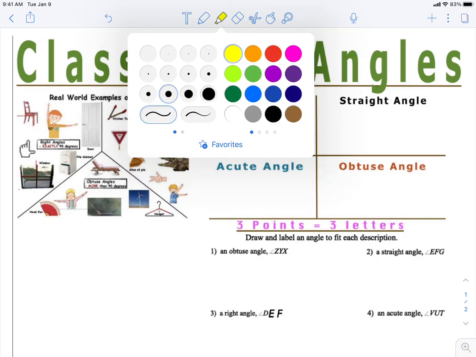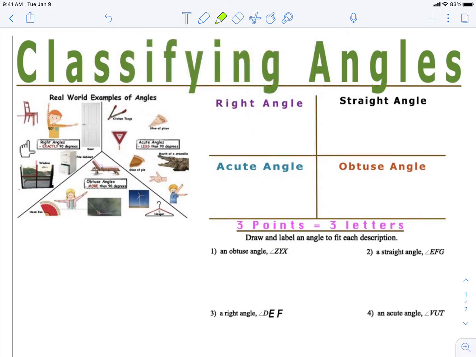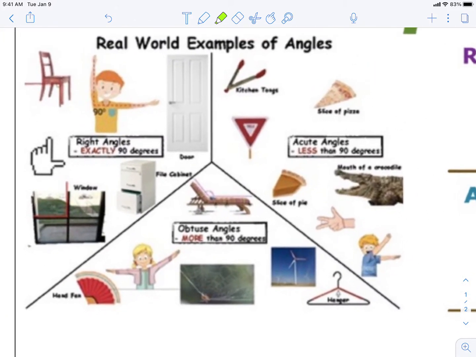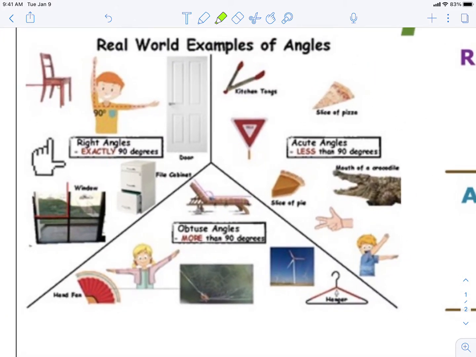So first, we're going to talk about the title of these notes. They're called classifying angles. Classifying means we're going to identify the different types of angles. What's cool about angles is that you see them every day in life. Angles are everywhere. For example, here are real world examples of angles.